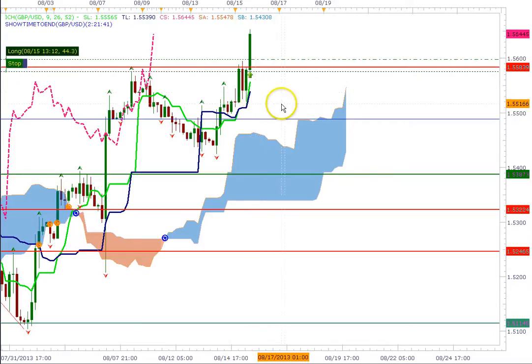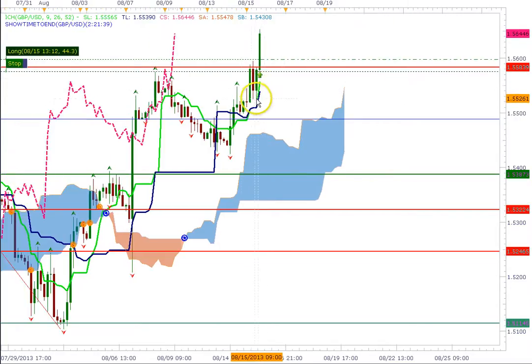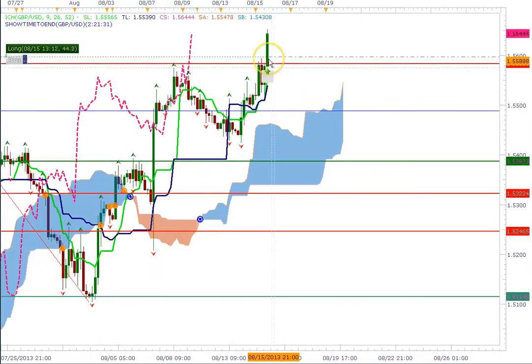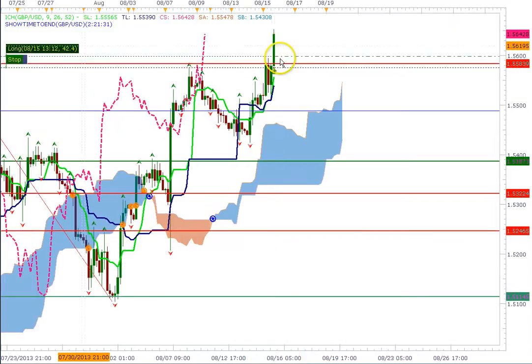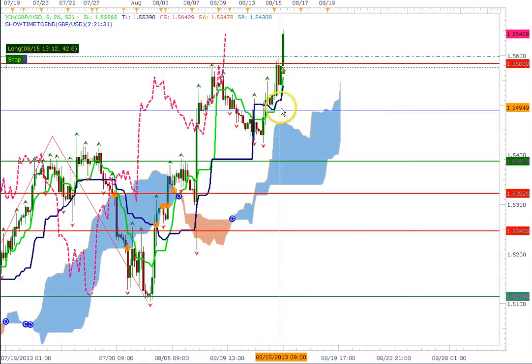So all the signals on here are bullish with a strong TK crossover, but we weren't playing the crossover, we were playing the break of this level here. Price broke that level, and you can see where we are now. Price is continuing upwards, 42 pips right now. We're looking to get to that level.